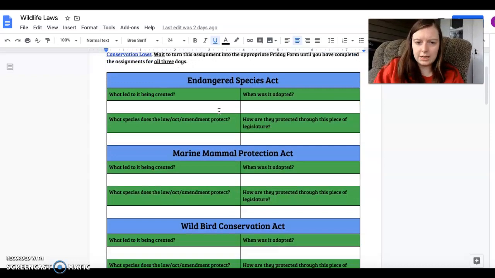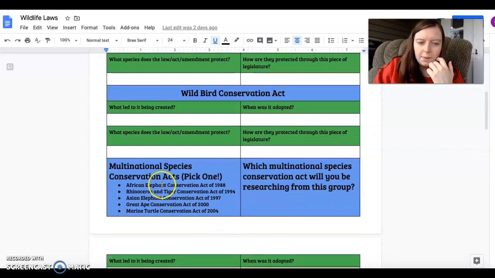So the laws we're going to look at today: the Endangered Species Act is the first one, the Marine Mammal Protection Act, the Wild Bird Conservation Act, and then this one is fun. You get to pick which one you want to look at. So there's a few different ones.